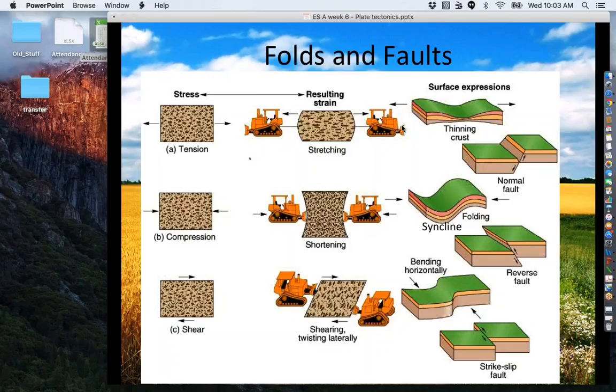There are different types of folds and faults based on the movement of the crust underneath. Sometimes it creates faults. Sometimes as it spreads across, it creates thinning, things in tension. Sometimes it creates compression, which is when a reverse fault is created or else some sort of folding. And then sometimes there's shear stress, which causes bending horizontally or else a strike slip fault where one part of the land is actually grinding and moving past another part of the land. So you can see how that would work.